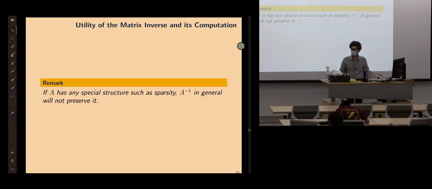If you invert it explicitly, you will lose the structure. And it will become so hard to solve that it's sometimes almost infeasible, because computationally it becomes intractable. Whereas if you don't invert it explicitly, we can factorize it and then use forward and back substitution to solve the problem.